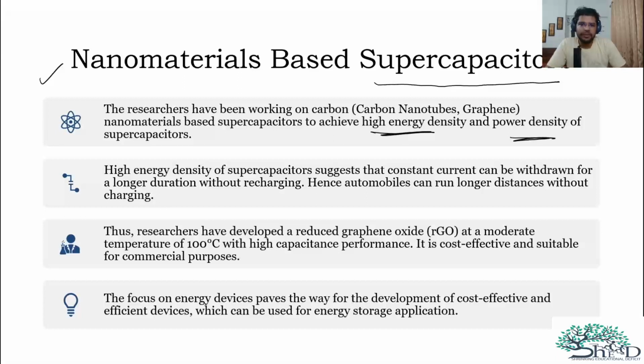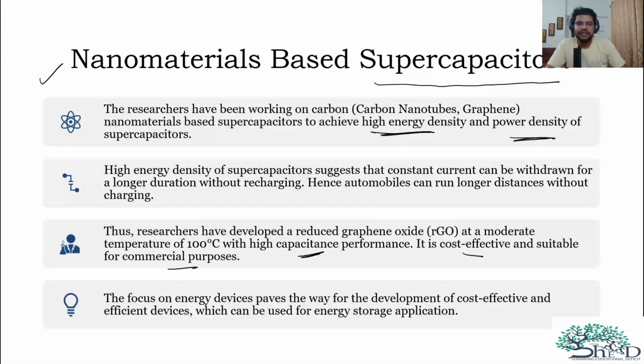This will help in what? This will help in automobiles. Right now, range is very limited, 100 to 200 kilometers. It might be increased to 500 to 1000 kilometers. All right. So researchers have developed a graphene oxide at 100 temperature with high capacitance. All right. It is cost effective and suitable for commercial purposes. But again, the temperature is a bit high, so they are working on it.